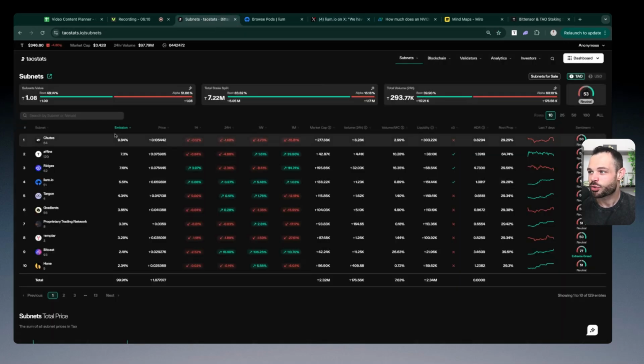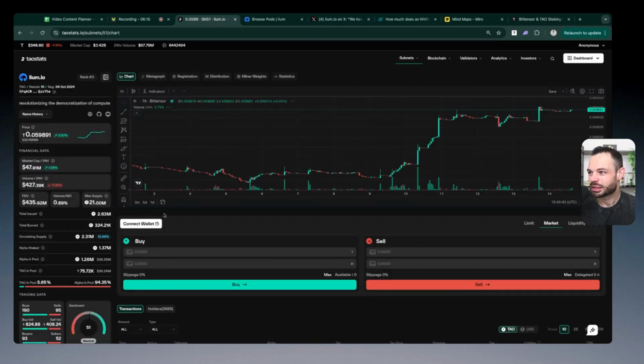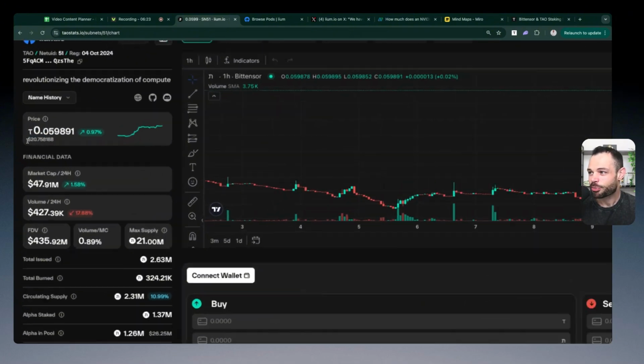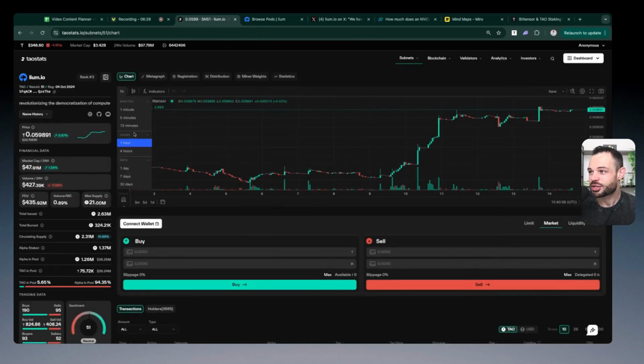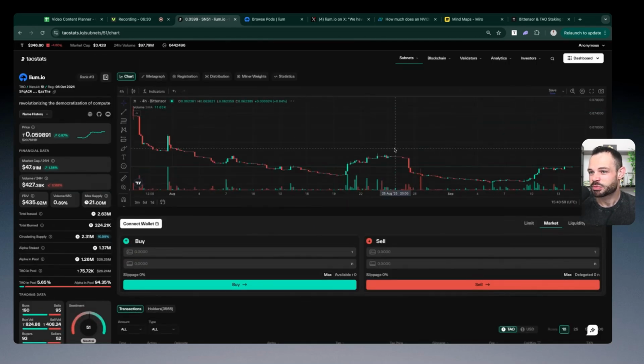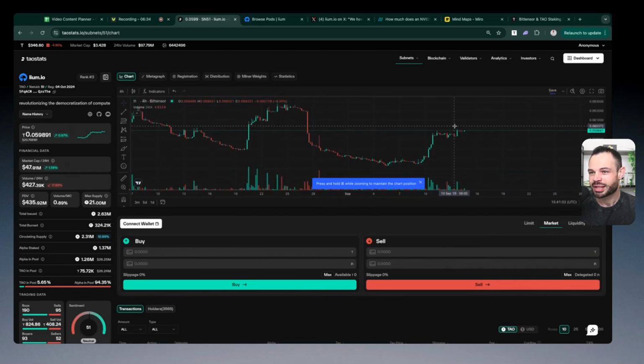exposure to that token. Remember, if I jump over to Tao Stats again, honing in on Lium.io, you can see the price of their subnet alpha token is currently sitting at 0.059 Tao per subnet alpha token, which is just over $20.75. And you can see here in the past couple of days, we've been having a nice little bit of price action here with the subnet alpha token, getting a bit of a bounce to the upside. We've been increasing in price in terms of Tao, but also in terms of US dollars.